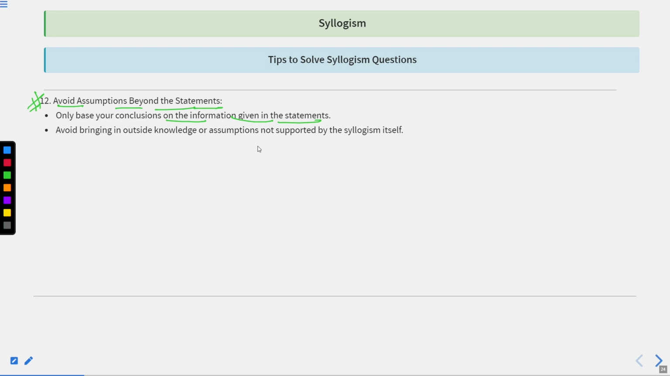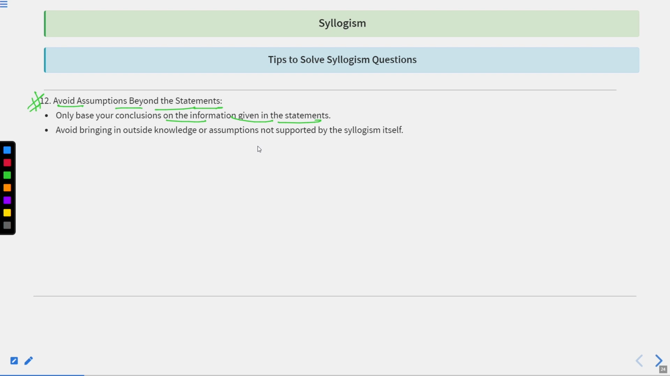Syllogism is all about finding out a logical inference or logical conclusion out of the two premises or the two statements that have been provided to you. Out of those two statements only, you have to come to a conclusion. You cannot assume a statement and then solve the question based on those assumptions. That is not going to give you the correct answer.